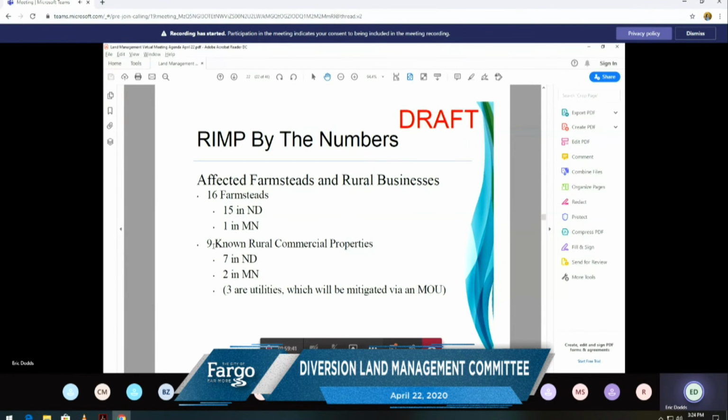Just from a number standpoint, there are 16 farmsteads that we're showing that are impacted by the project to one degree or another. There are also 9 commercial properties that we know of today. Some of those are utilities, which likely wouldn't be mitigated through this program. We've been using memorandums of understanding for the utilities.